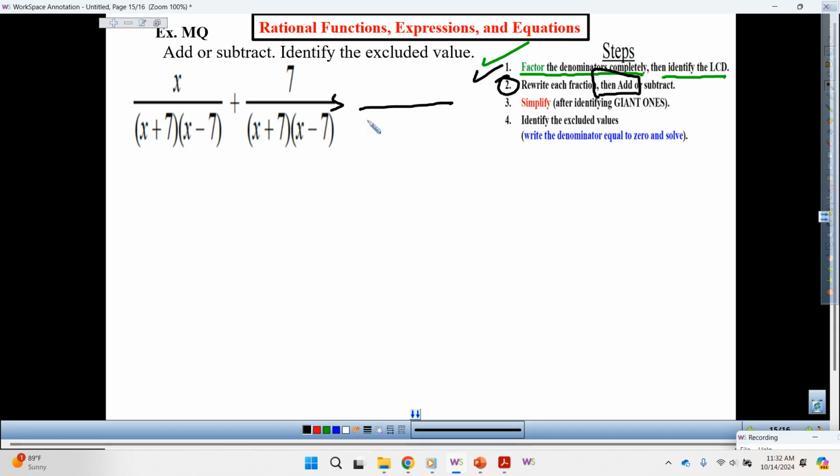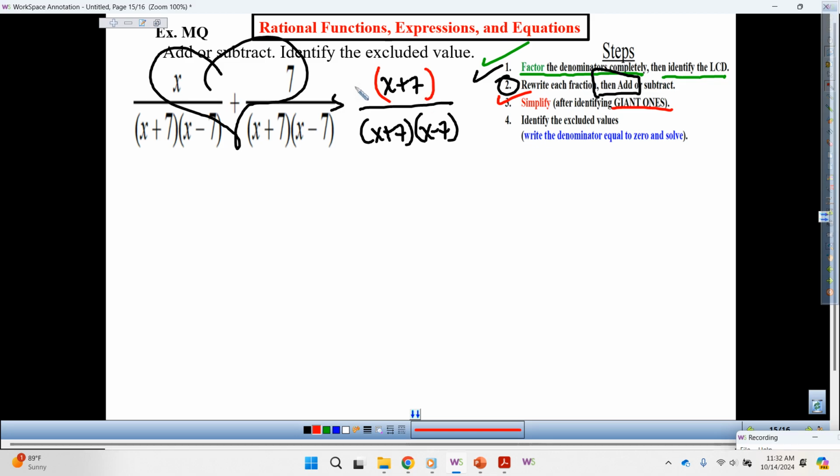Add. What's our common denominator, everyone? What do I write? x plus 7, x minus 7. Yeah, that's exactly the same for both. And then we do this for the numerator. What do we have in the numerator? x plus 7. All right. However, to do the giant 1, to simplify, what are we going to cross out? The x plus 7, but in order to do so, what needs to go outside of here? A 1. That is correct. So, giant 1. Answer, 1 over x minus 7.